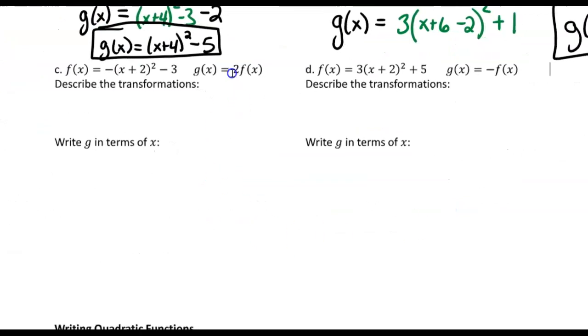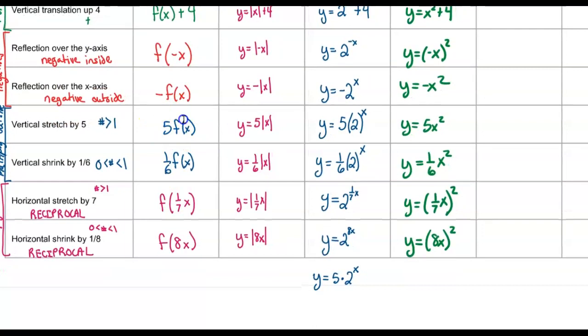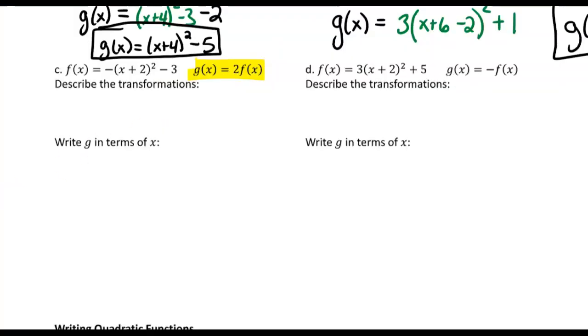Okay, so look at this one. So remember, you're only describing here. You don't need to describe over here on the original the negative, the 2, or the negative 3. So it's 2 times f of x. So look at your chart. That to me looks very much like this right here. So that was a vertical stretch by 5. So ours is a vertical stretch by 2.